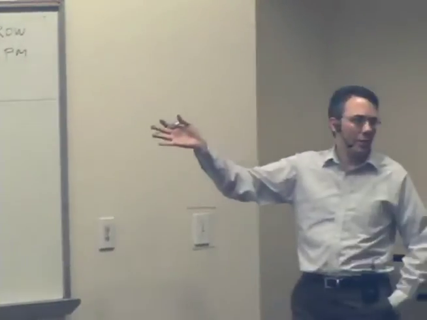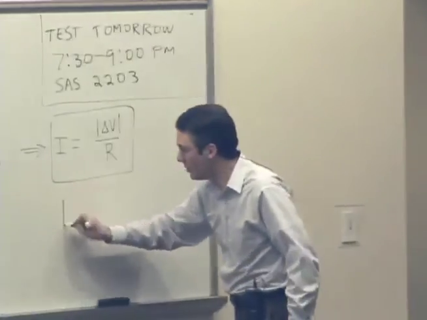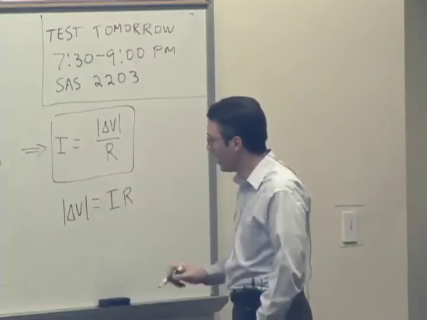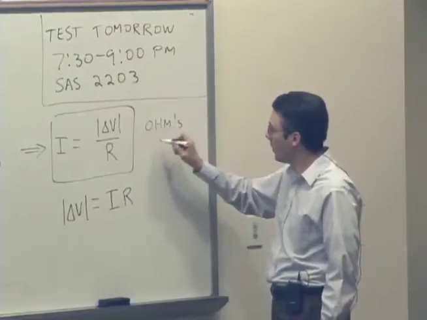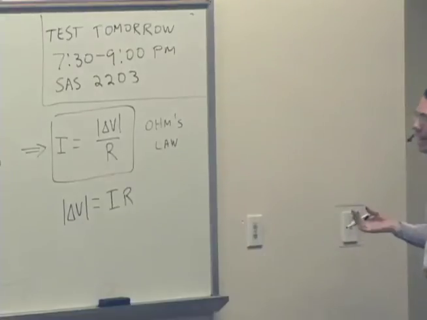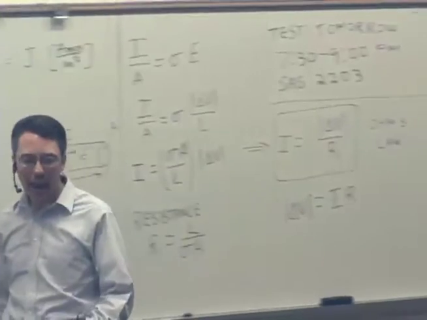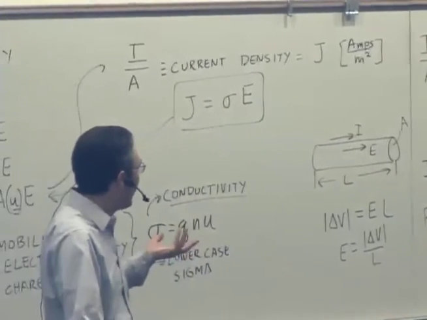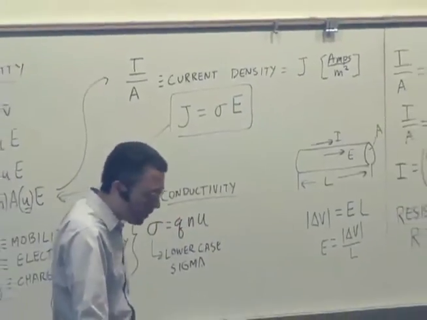Anybody seen this formula before? Yeah, or you may have seen it as delta V is equal to I times R. This is sometimes called what? Ohm's law, which isn't a particularly great name because it's not really a universal law. It's just describing how current is related to potential difference in conductors, in particular types of materials. Okay.